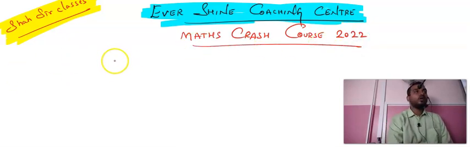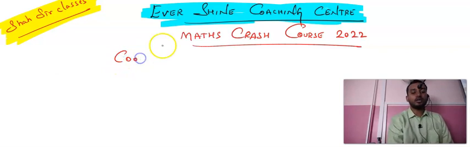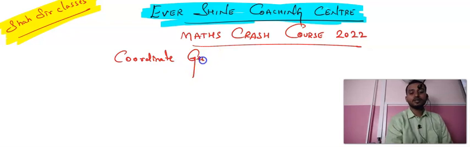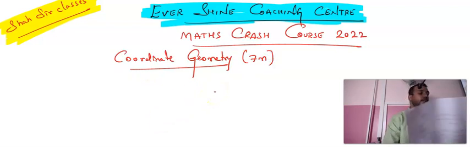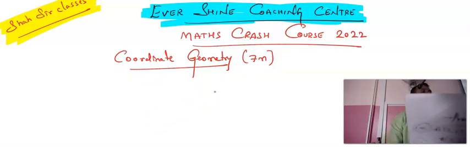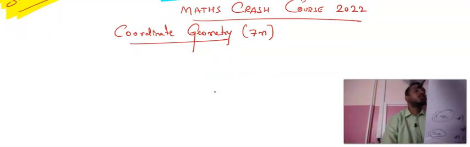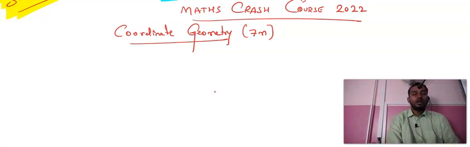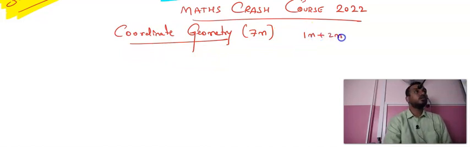Now in this class we are going to continue with the chapter coordinate geometry. My dear students, remember from this chapter you will score exactly 7 marks. Exactly 7 marks of questions will be asked from this chapter. Is this clear? Good. 1 mark 1 question you can expect in this range. 1 mark 1 question, 2 mark 1 question, and then 3 mark 1 question.